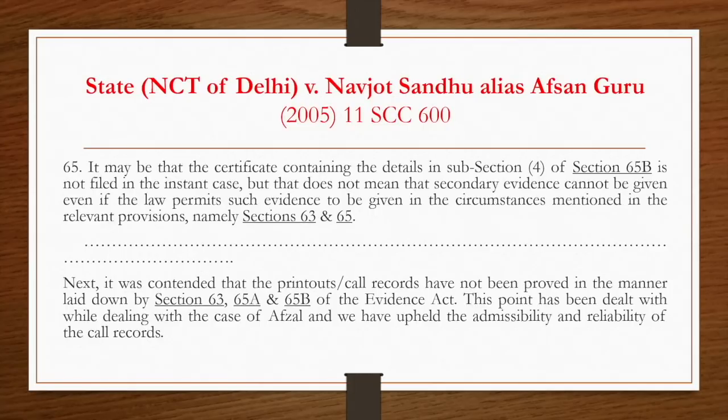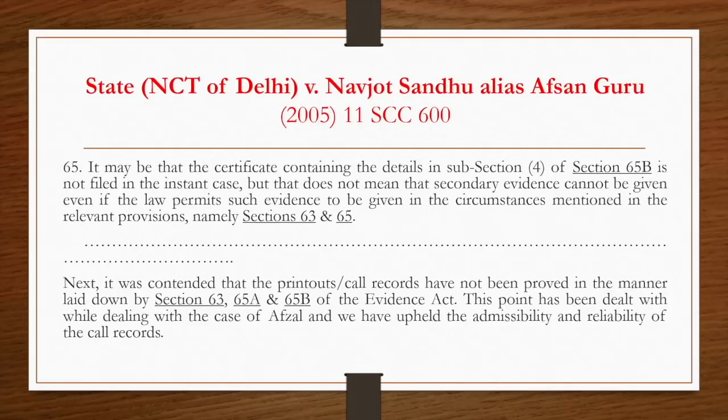This is one of the previous judgments dealing with electronic evidence in Indian law. The Honorable Supreme Court in State versus Navjot Sandhu alias Afsan Guru observed that it may be that the certificate containing the details in subsection 4 of section 65B is not filed in the instant case, but that does not mean that secondary evidence cannot be given, even if the law permits such evidence to be given in the circumstances mentioned in the relevant provisions, namely section 63 and 65.